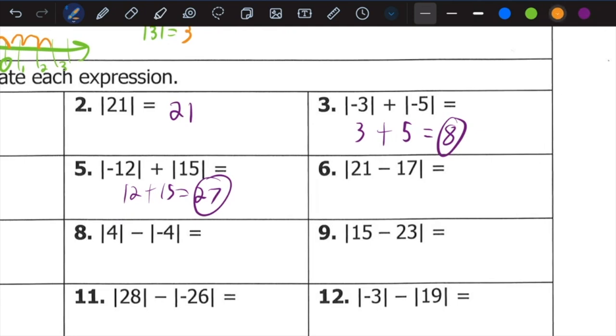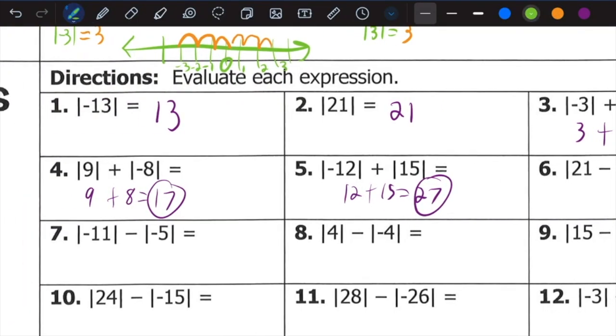Now on number 6 here, we got to be careful. We might just think, oh, we automatically make that positive because it's absolute value, and we add those two. But that's not quite correct. We only make it positive once we're done doing all of the math inside the absolute value. So we actually do the subtraction first. We do whatever operations are inside first, and then we make the result positive. So we say the absolute value of 21 minus 17 is the absolute value of 4. And the absolute value of 4 is just 4.